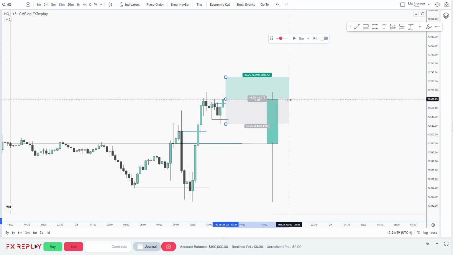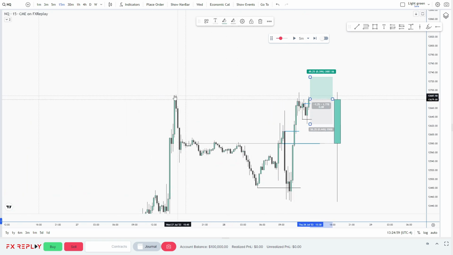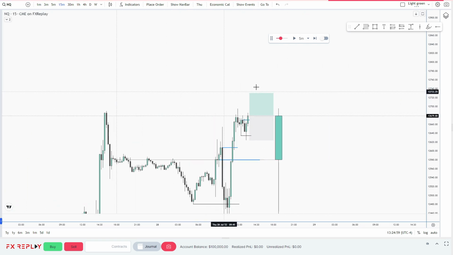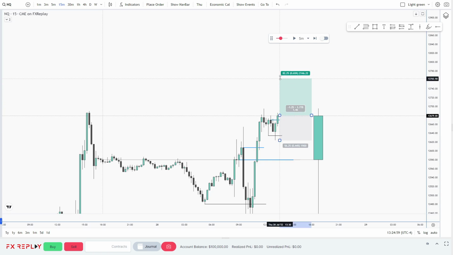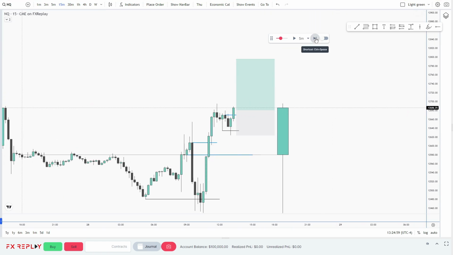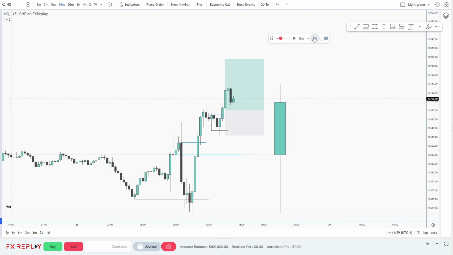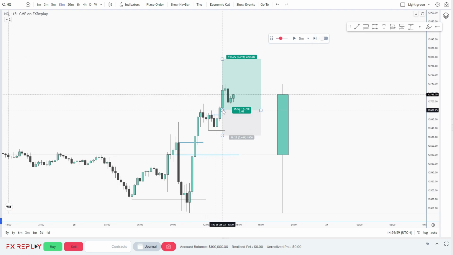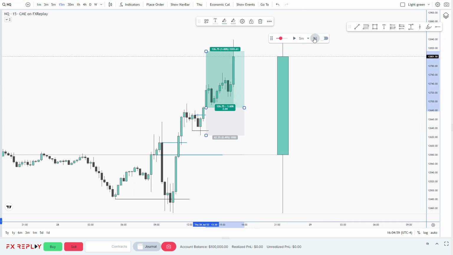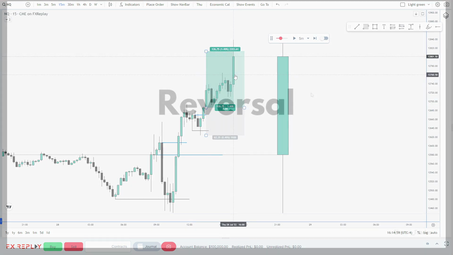My stop's below this low. And here we don't have relevant targets, so I will aim for the 1:2 risk to reward ratio. Letting this play out. Actually, I entered here. And here we had our risk to reward target.